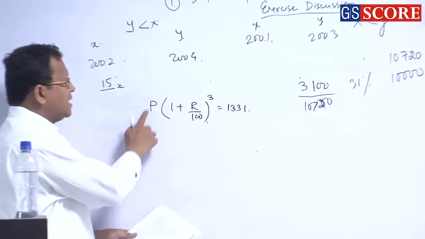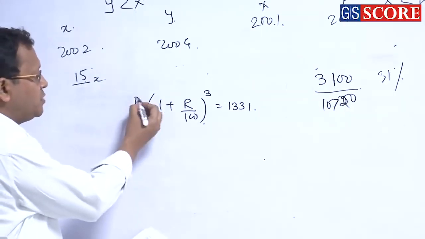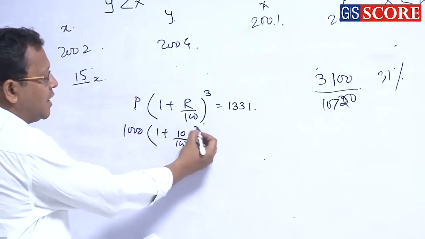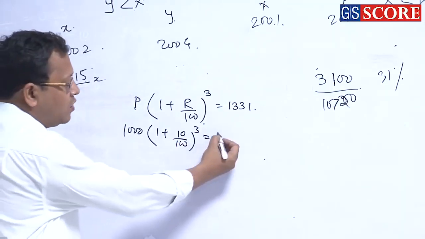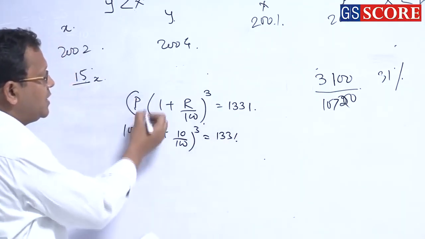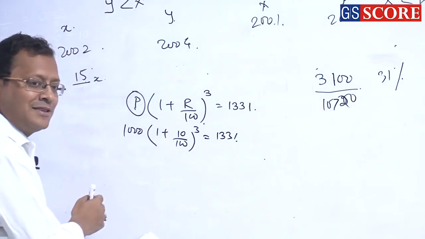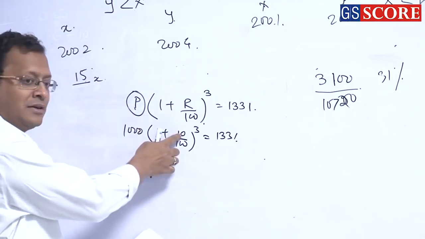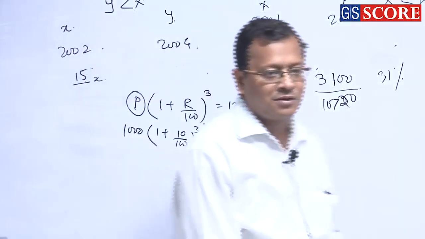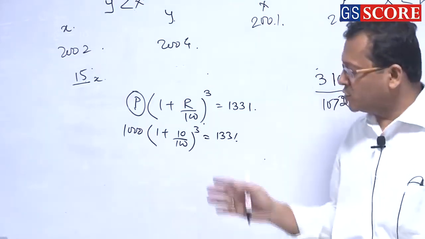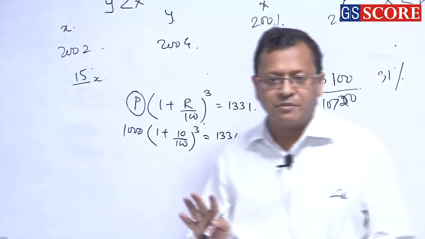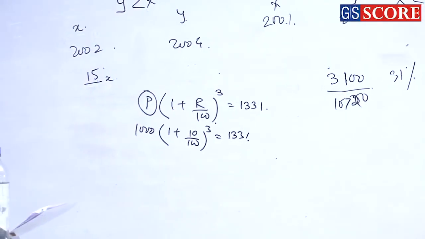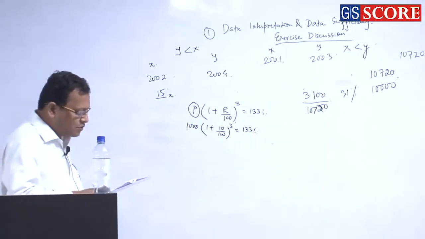Now students will say, sir, if I put P to be 1000 rupees and this to be 10% and raise it to third power, the value comes out to be 1331. So the value of P is 1000. But there can be other values as well, whose combination with R might make this value to be 1331. So don't jump straight away. So we can say the answer will be cannot be determined. So answer will be D option. Clear or not?